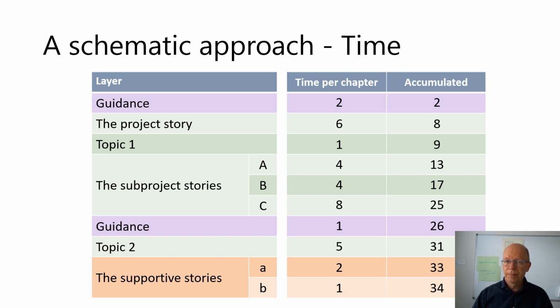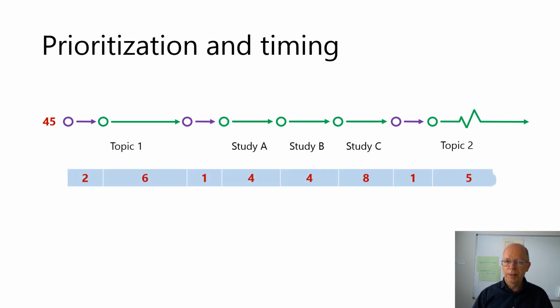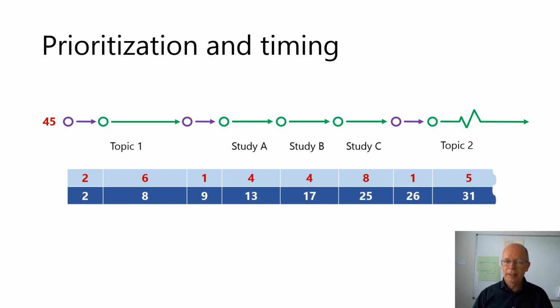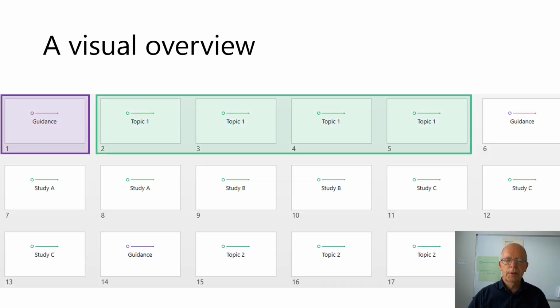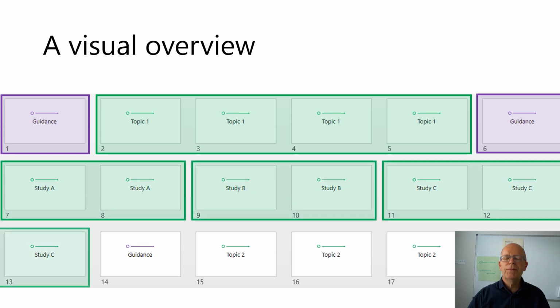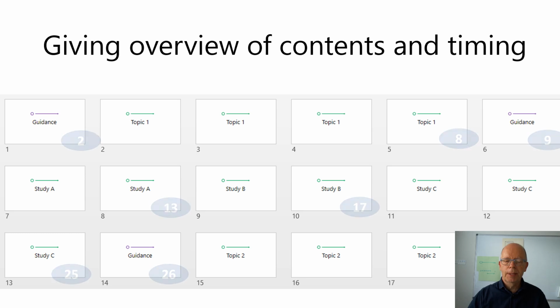So let me go back to the timeline. This one. I could also fill in the same amount of minutes here, 4, 4, 8, and accumulate like this. That can also give an overview of my time spent. A third option is this one. A visual overview like this one is giving the overview of the entire story, the chapters. And I could add timing.